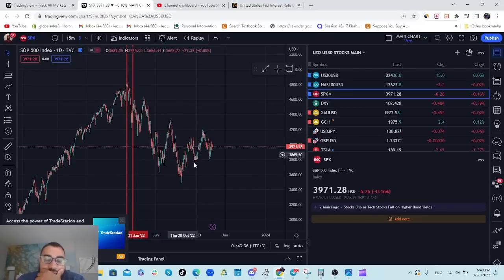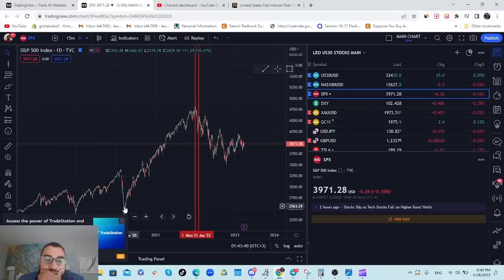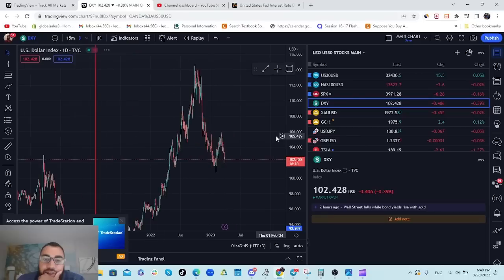Yeah, it looks like it was on a steep uptrend, but that uptrend was definitely going to be forgotten. So, a steep uptrend coming back from last year. Now it's coming back down, trying to consolidate. Right now we got the dollar.